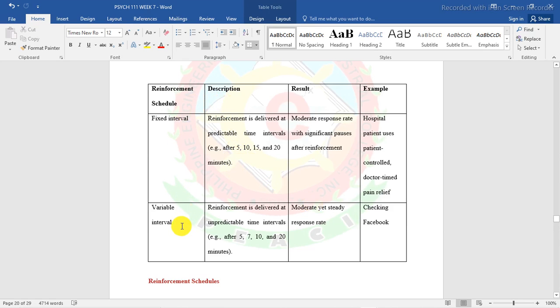Yan. So, how about sa reinforcement schedule na variable interval? So, reinforcement is delivered at unpredictable time. So, unpredictable siya. Yung kaibahan niya, okay? Predictable dito kasi nga by time at may interval talaga. 5, 10, count mo. Dito, unpredictable siya kasi, example, after 5, 7, 10 minutes, unpredictable talaga siya. Still moderate yet steady response. Example, checking Facebook. Yan yung nangyayari.